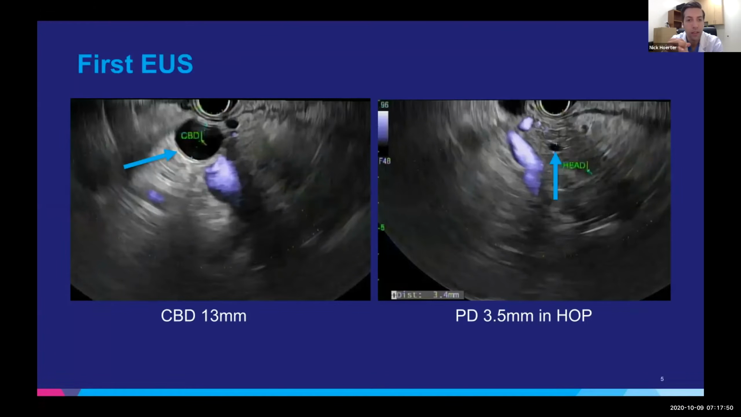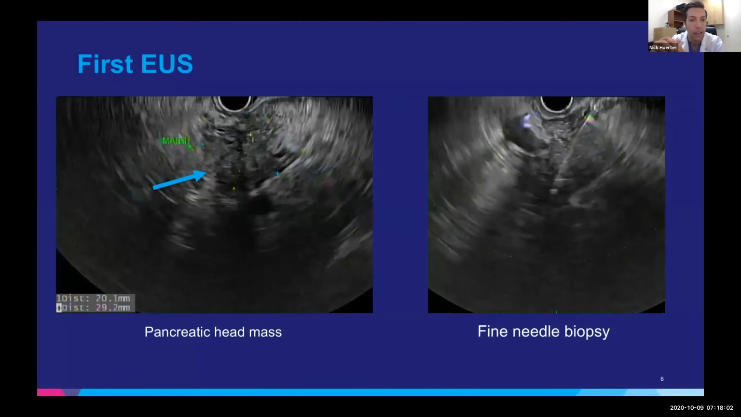On the EUS, he has, as noted, common bile duct dilation to 13 millimeters. The PD is borderline dilated, 3.5 millimeters in the head. And he has a mass seen in the pancreatic head. So it's about 2 by 3 centimeters. He undergoes fine needle biopsy.